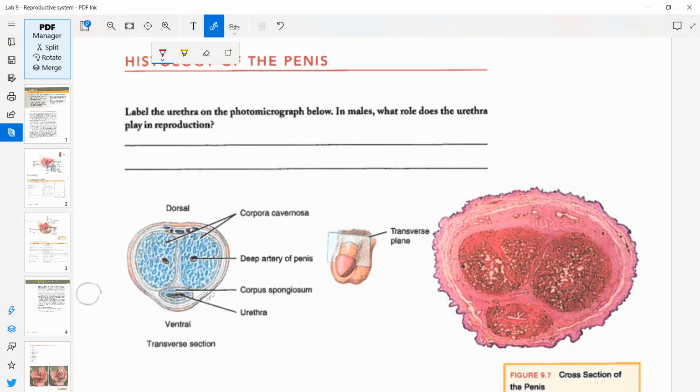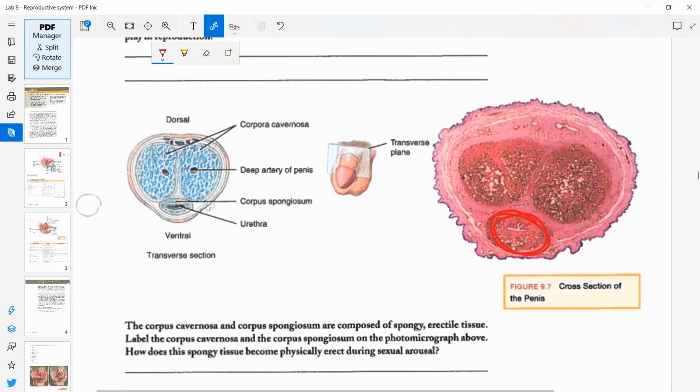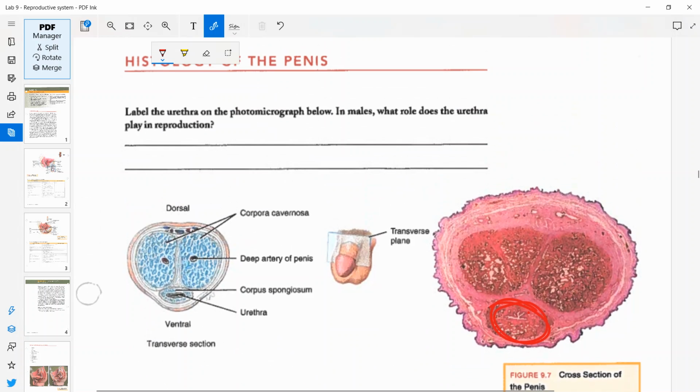Urethra on the photomicrograph below. So here you can see urethra on the micrograph. Urethra in males plays which role in reproduction? It participates in ejaculation.